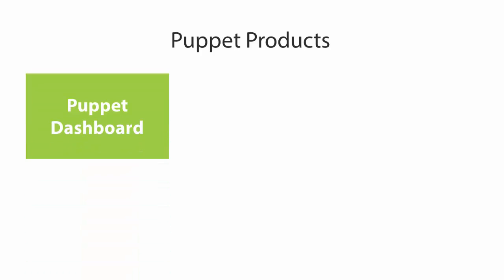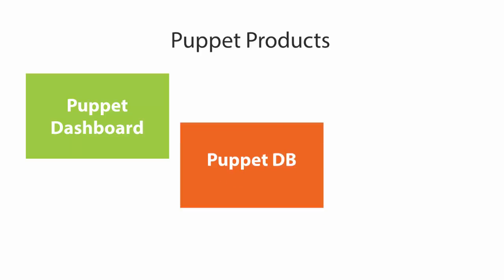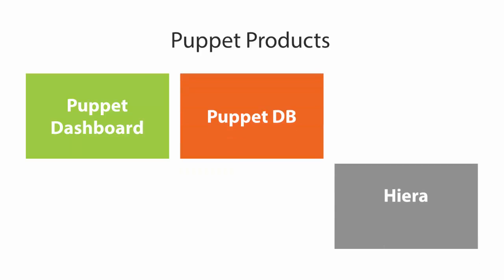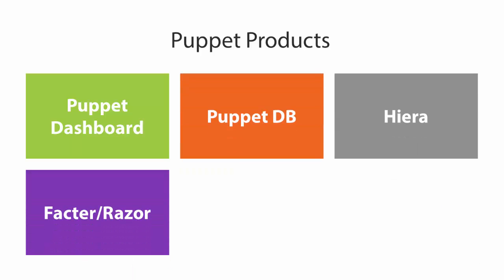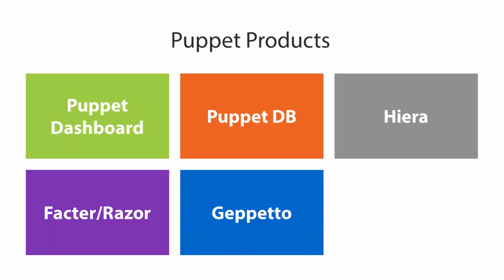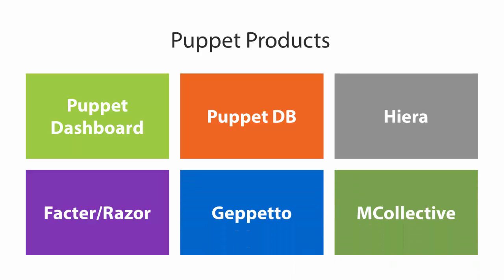Puppet products. When we use Puppet, we can also use many kinds of Puppet products as certified programs: Puppet Dashboard, PuppetDB, Hiera, Facter, Razor, Geppetto, and MCollective. Let's check one by one.